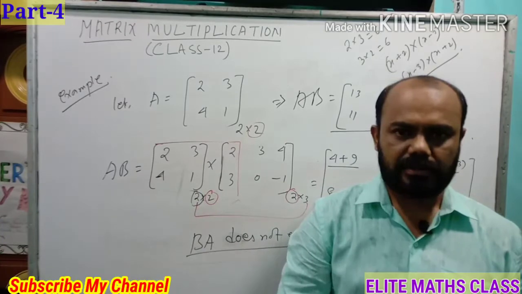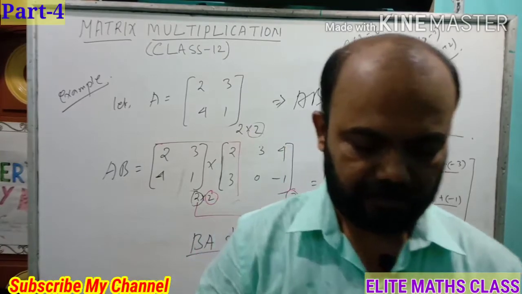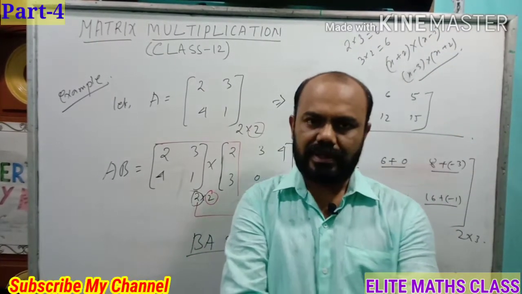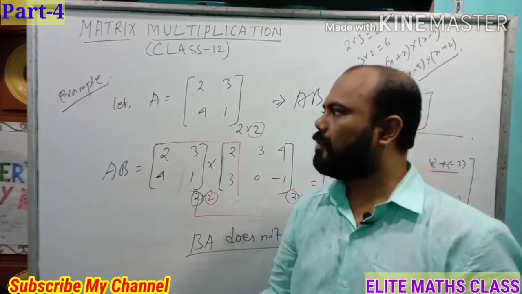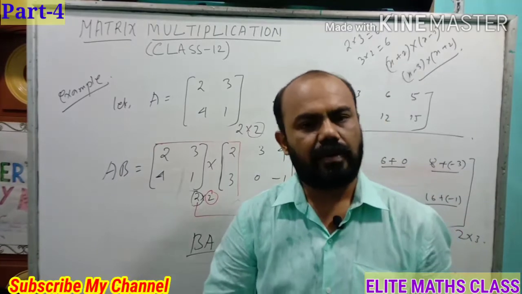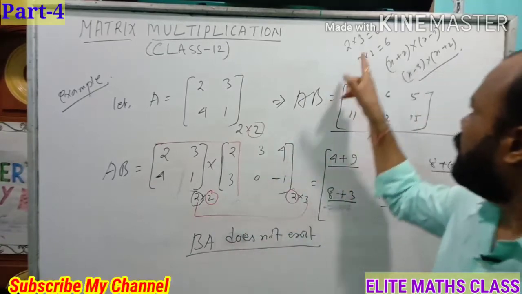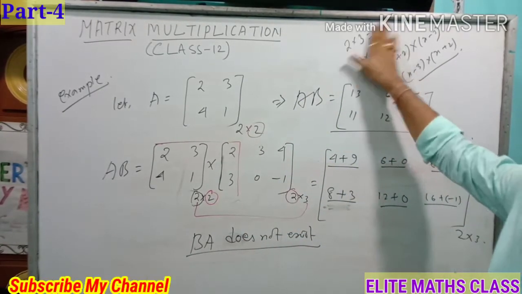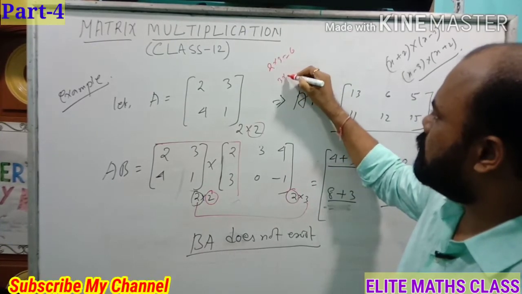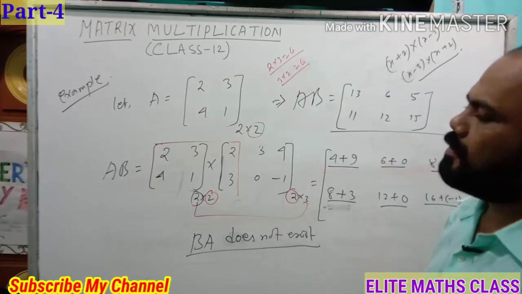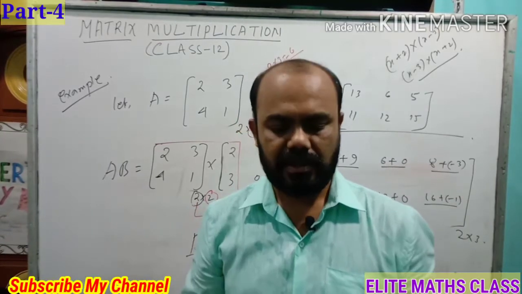I am coming to the properties also. In matrix multiplication, you can find one sided product, that is you can find AB but you can't find BA, or you may find BA but you can't find AB, or you may find both AB and BA but their values may not be equal. In simple arithmetic, 2 into 3 equal to 6, also 3 into 2 equal to 6. Multiplication is commutative, but matrix multiplication is not commutative.